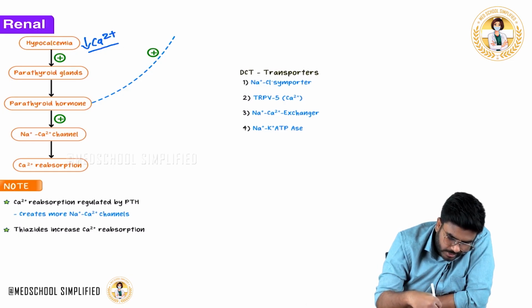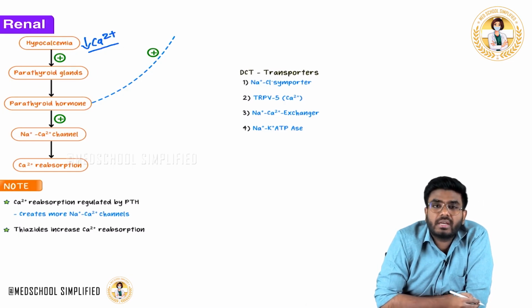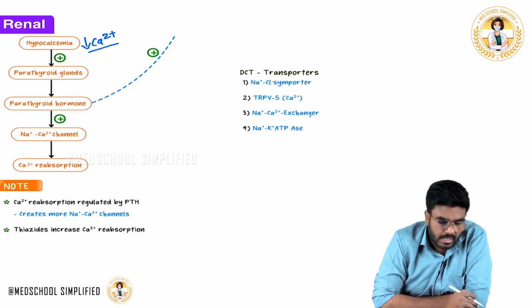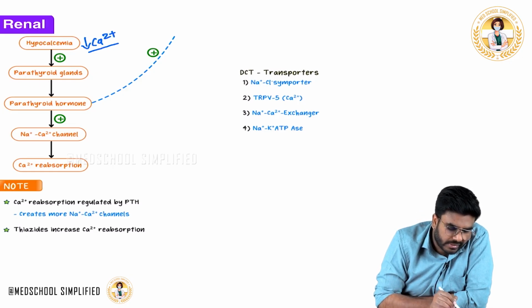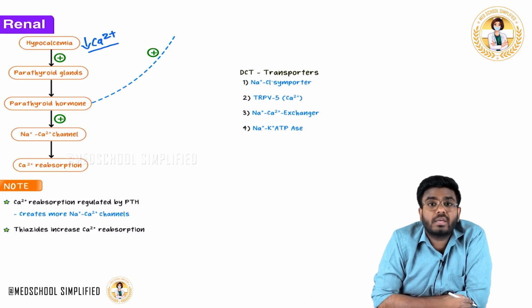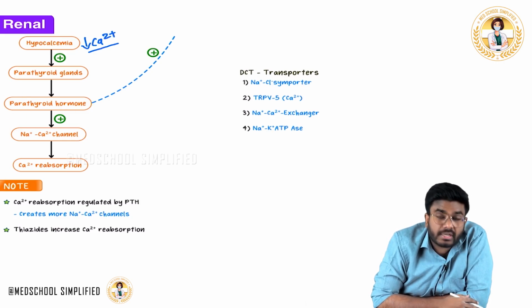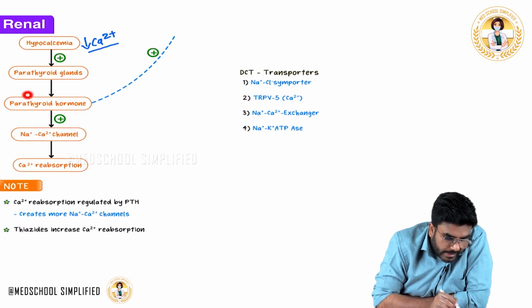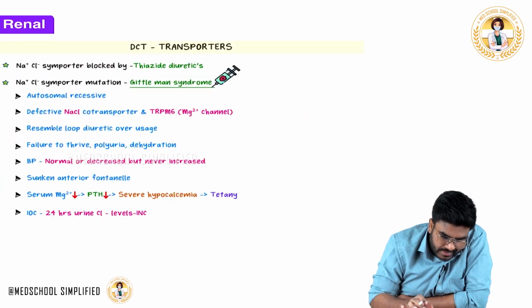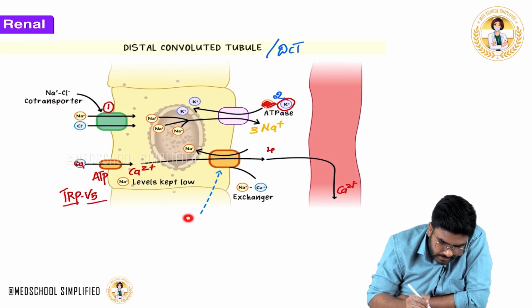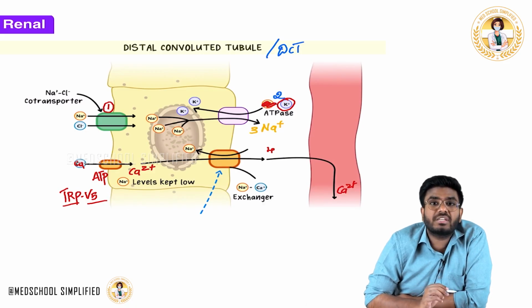Now that hypocalcemia is going to activate the parathyroid gland, the chief cells in the parathyroid gland. Now the parathyroid glands are going to be activated. They are going to produce which hormone? Parathyroid hormone, PTH. Now this parathyroid hormone, what will it do? See, it's going up like this. Where is it going? Actually here, it got a little cut. See, the parathyroid hormone will come and it will activate. The parathyroid hormone is going to activate the sodium calcium exchanger.